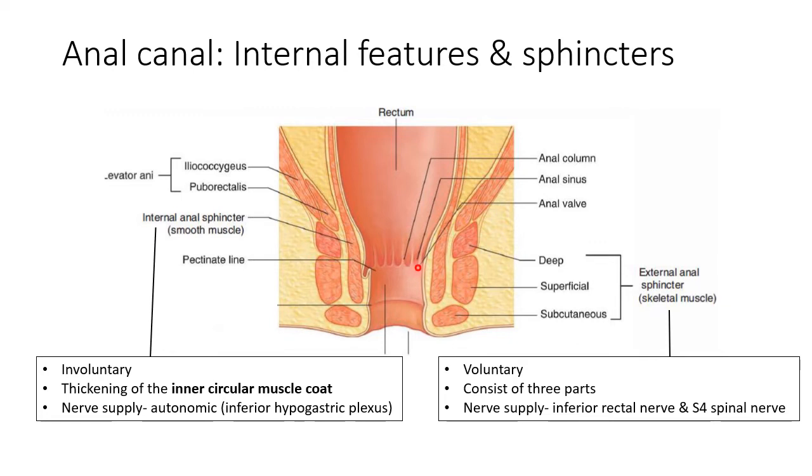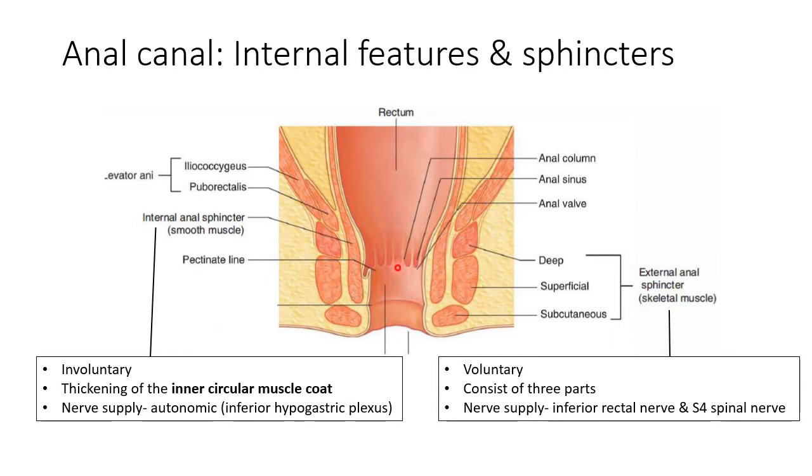So these are the anal valves, and those are the columns, and that space which is bounded by the columns and the valve is called the anal sinus. So anal columns, anal sinus, and anal valve. Now the valves, there is a line that we call the pectinate line. This pectinate line, which is demarcated by the valves, is very important because it's the point where the anal canal is divided into upper part and lower part.